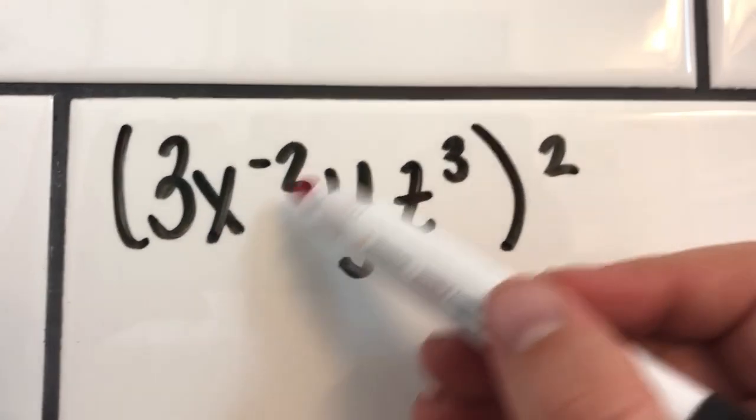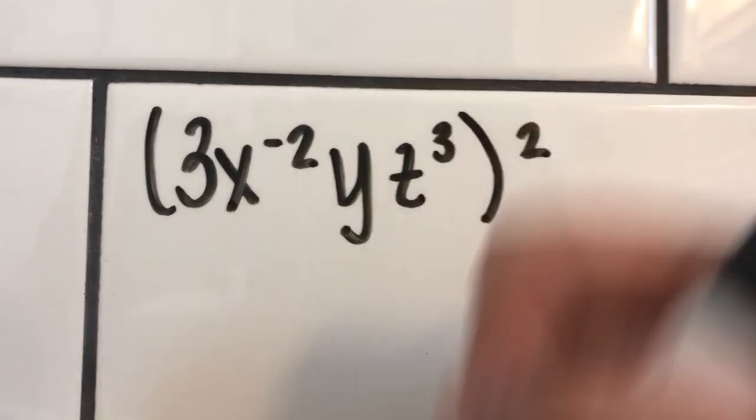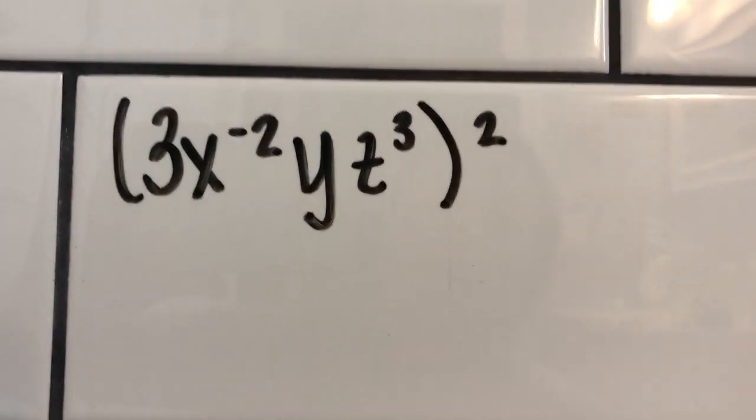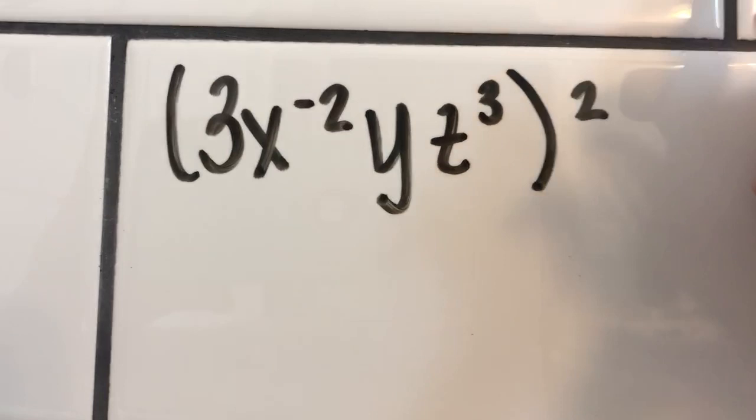So I'm kind of going away from that negative like I told you before, and I'm going to put that 2 into everything before I do anything else. So when I do this, I'm actually just going to do it in red. It might be easier to see. The 2 is going into everything.